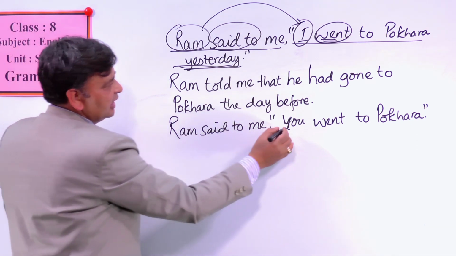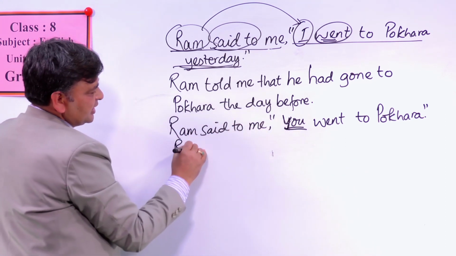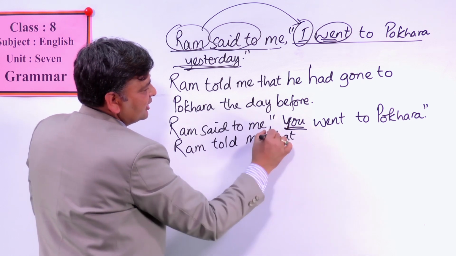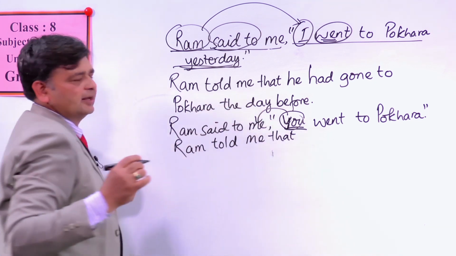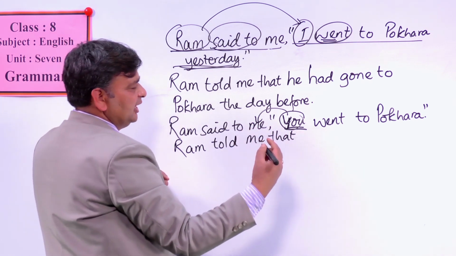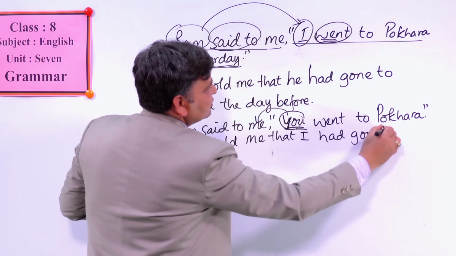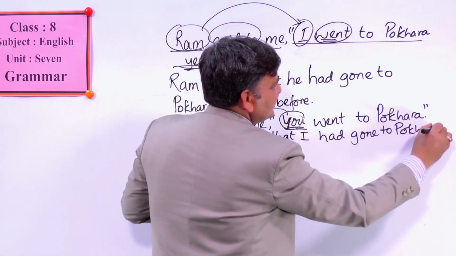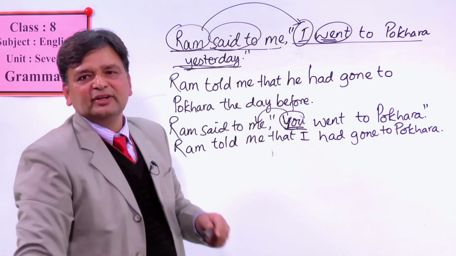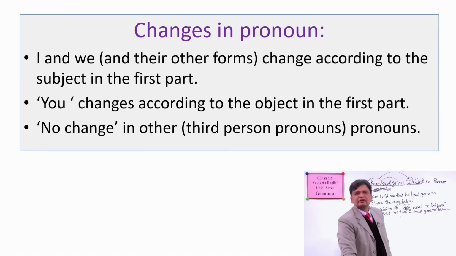So, let's see how you will be changed, right? This time we will change you only. So, the first part remains the same. Ram told me, then that. You this time goes with me, and it is the subject form, right? So you cannot write me instead of you. What is the subject form of me? I, good. I had gone to Pokhara. So it sounds a little bit odd, right? Because he is talking about me rather than talking about himself. And maybe he's trying to make sure of a certain thing, whether I went to Pokhara or not.